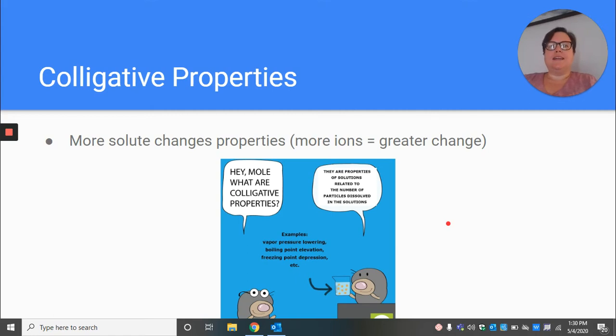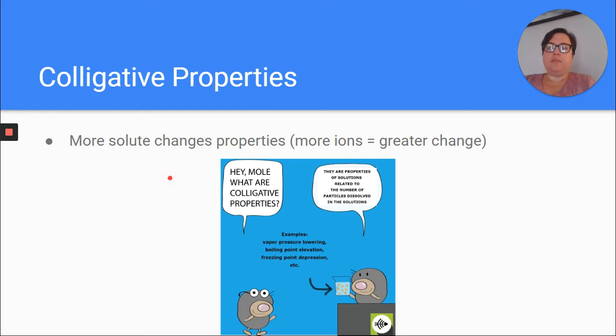We're looking at colligative properties. A colligative property is a property that will change depending on the amount of solute that is dissolved. If that solute will break into ions, it will affect the solution, or that property, more than if the solute was not able to break into ions. There are 4 colligative properties that you have to know about.